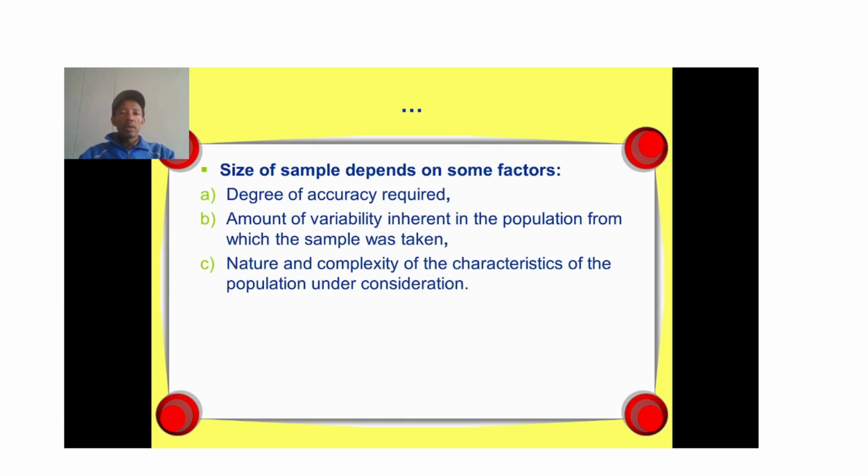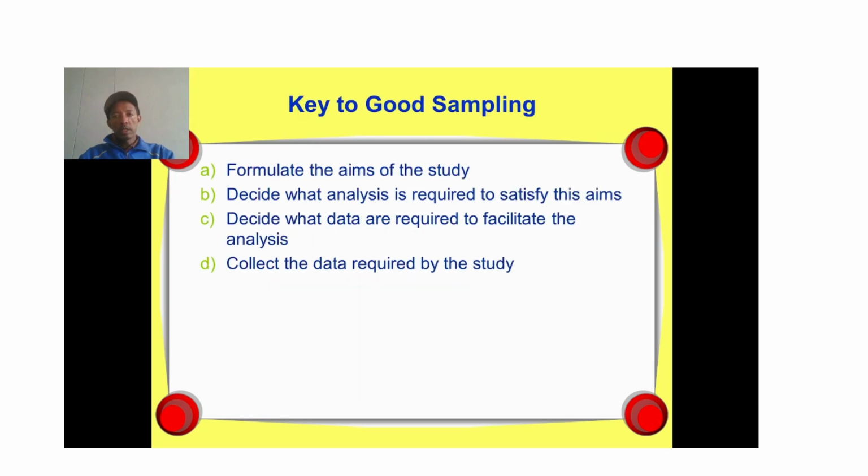The size of the sample, or sample size, depends on several factors. Some of these are the degree of accuracy required, the amount of variability inherent in the population from which the sample is taken, and the nature and complexity of the characteristics of the population of the study.